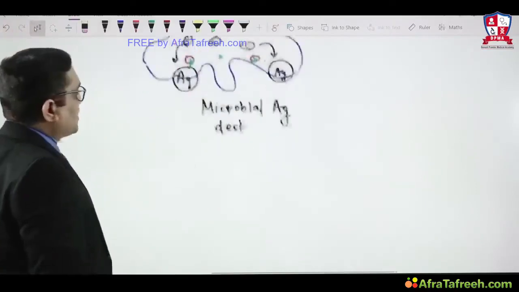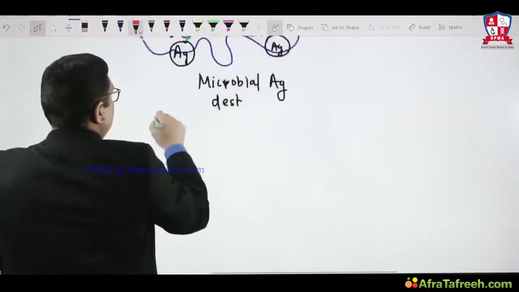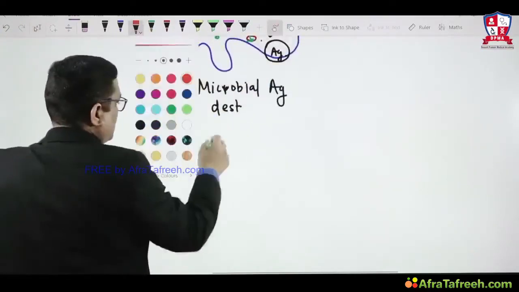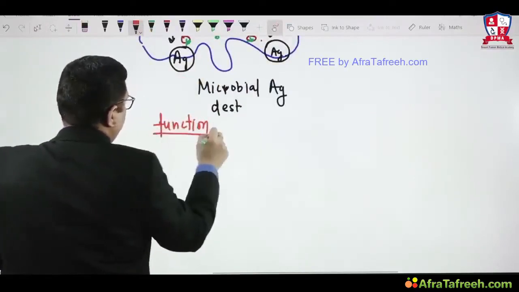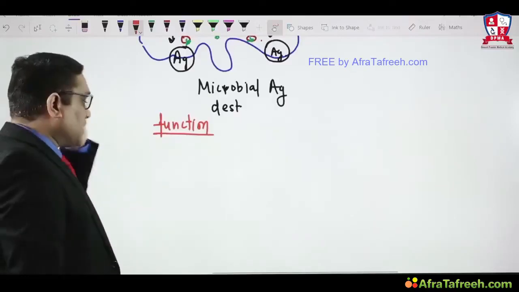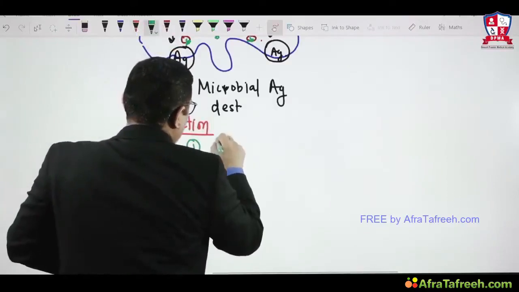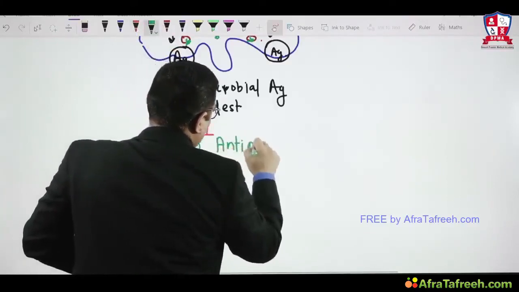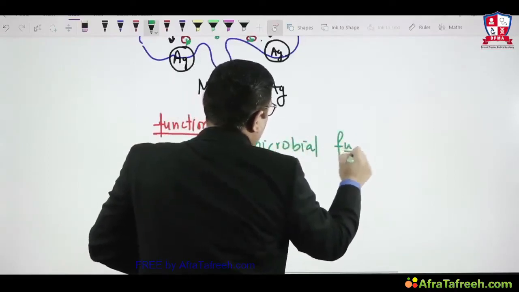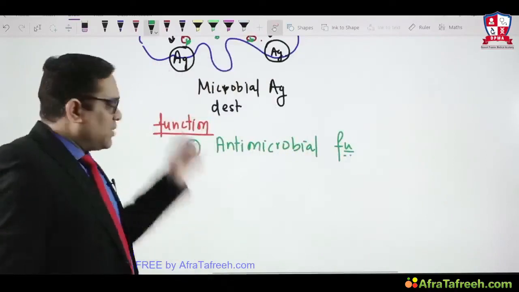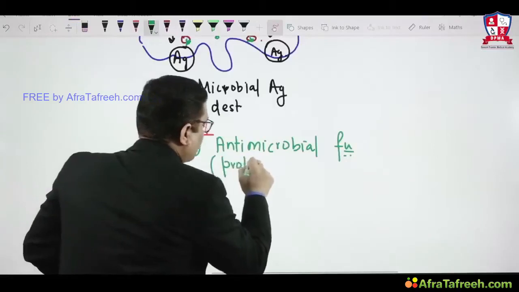So by seeing this, we can easily make it out. Okay, what is the function of the neutrophilic extracellular trap? Number one important function of the neutrophilic extracellular trap is antimicrobial. Because they are killing the microbial antigen, they are protecting. So protective function is the most important function. Remember this protective function, right?